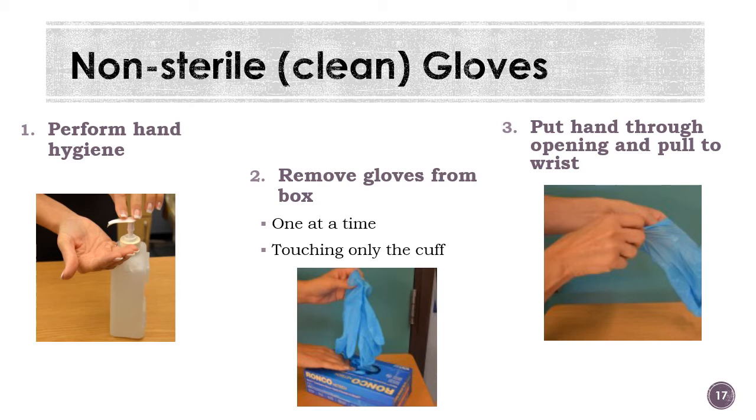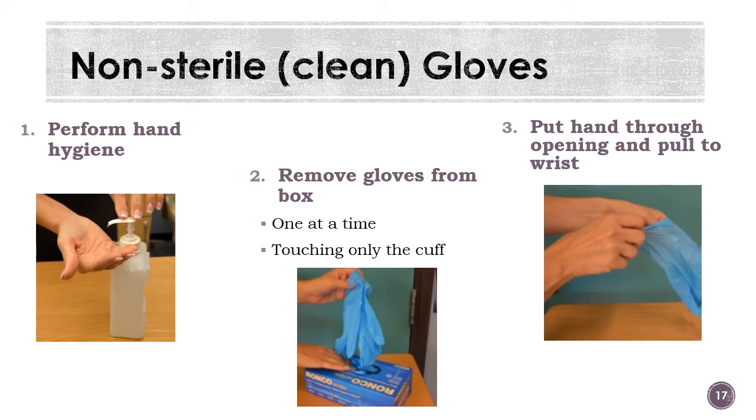to be performed. Then what you're going to do is the clean gloves come in a box. So you're going to remove one glove, and you're going to try and remove the glove and only touch the cuff of the glove. The reason for this is that we do not want to put the toxins on our hands onto the outside of the glove, because this defeats the purpose of the glove then.